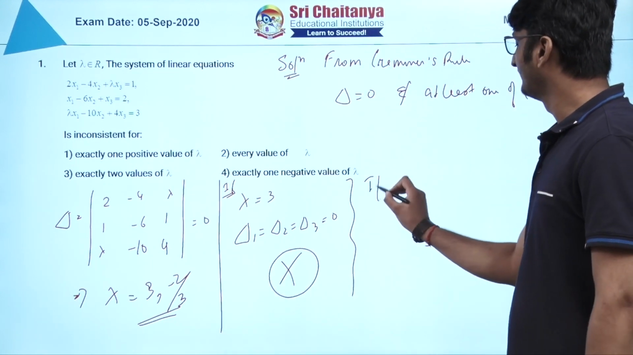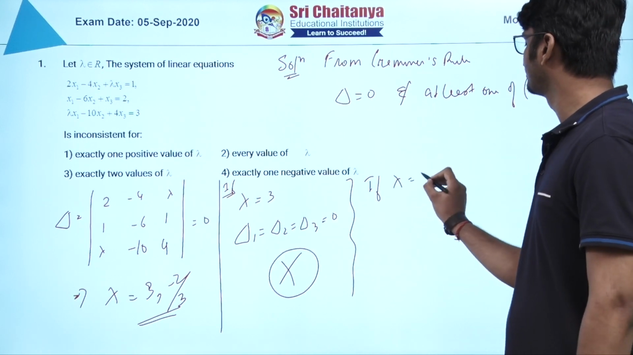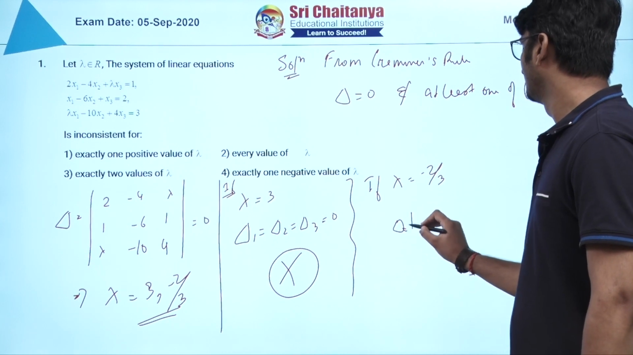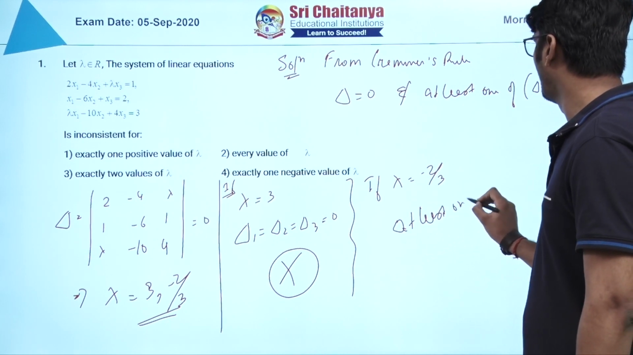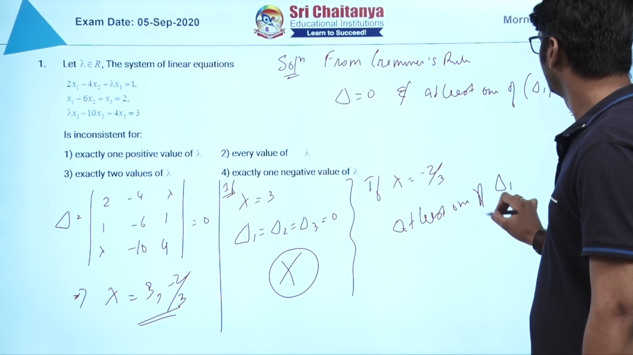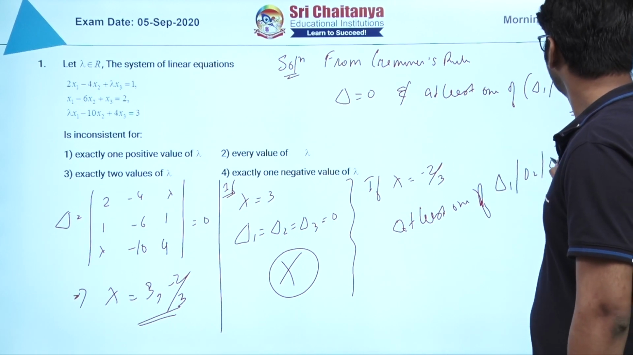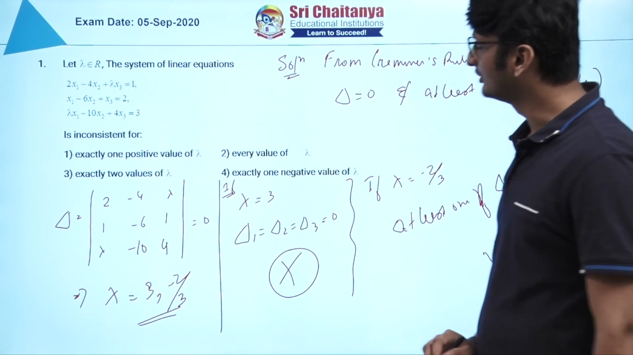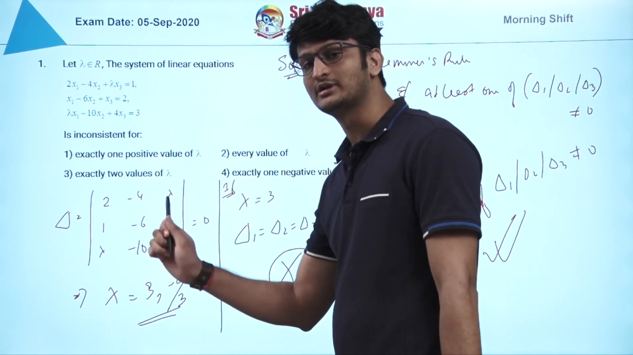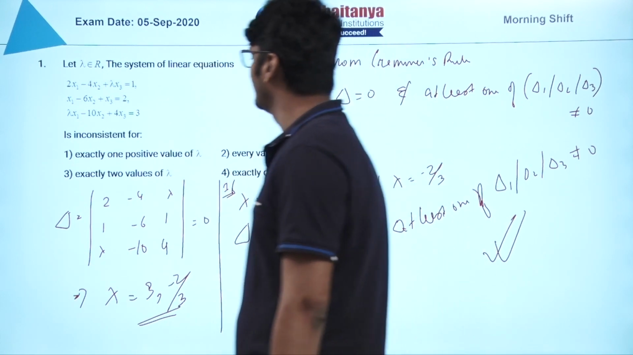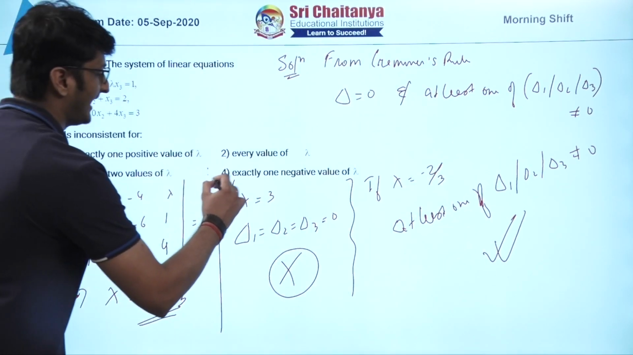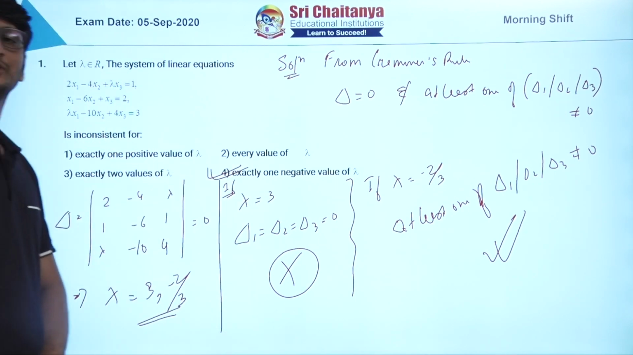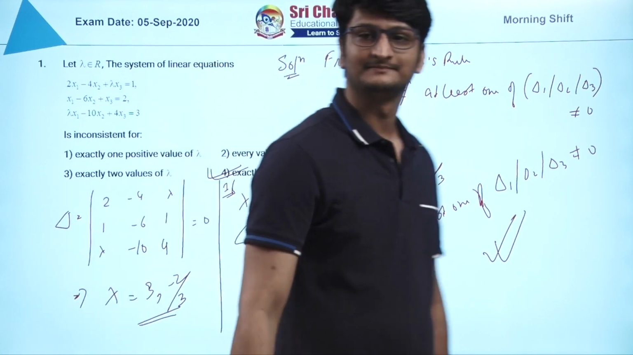Let us put the second value of lambda. If lambda is equal to minus 2 by 3, you will get at least one of del 1, del 2 or del 3 not equal to 0, and that is the required condition. So, originally we got two values, but lambda equal to 3 is not satisfied. So, basically what we have got is exactly one negative value of lambda. So, this will be true for option number 4. So, the correct option is 4. Let us move to the next question.